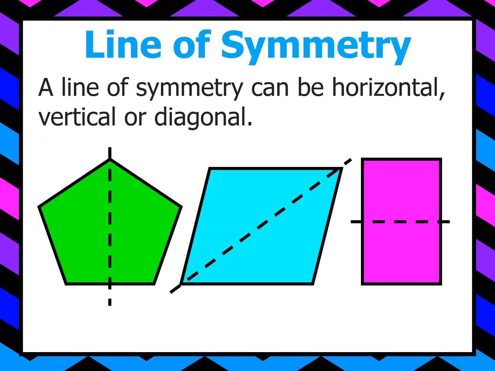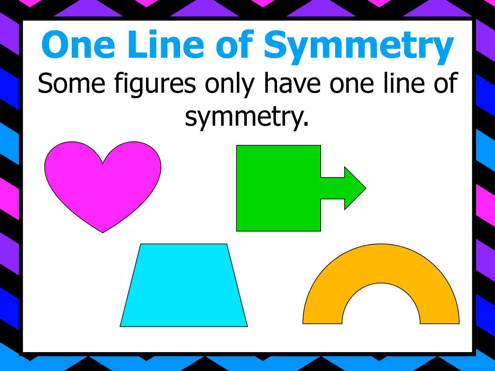A line of symmetry can be horizontal, vertical, or diagonal. So a line of symmetry can go in 3 different directions, and you have 3 different examples here. You have a horizontal, you have a vertical, and you have a diagonal line of symmetry. Some figures, guys, only have one line of symmetry. These are some examples of figures that only have one line of symmetry. One there, one here, one there, and one there.